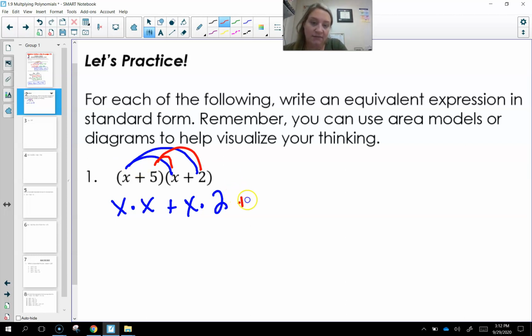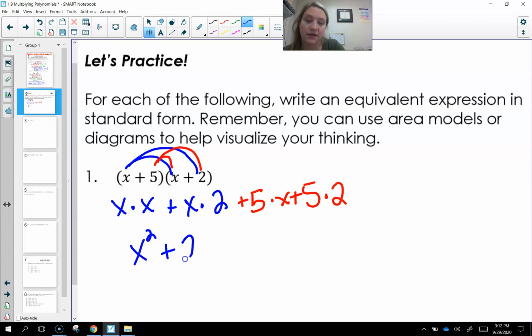So I have positive 5 times x, and then positive 5 times 2. X times x gives me x squared. X times 2 gives me 2x. 5 times x gives me 5x. And 5 times 2 gives me 10. All right, I've done my distribution.